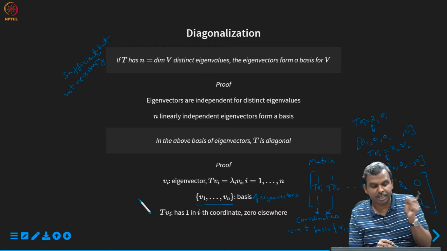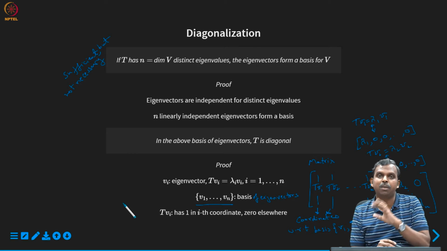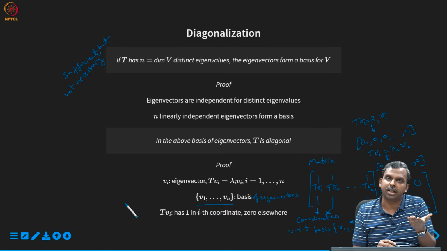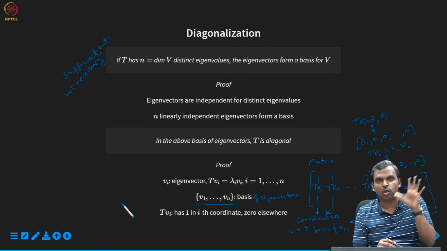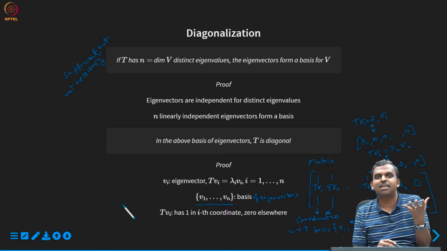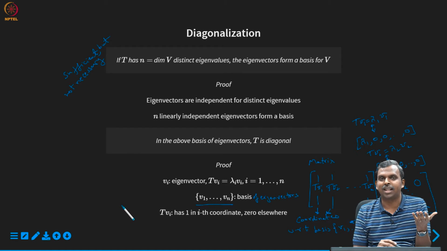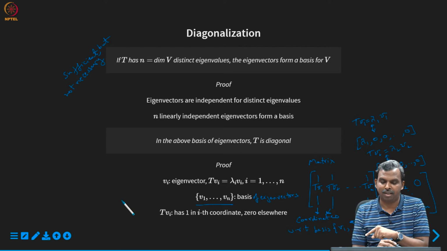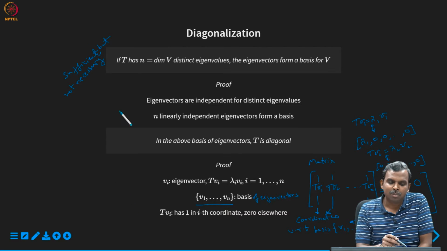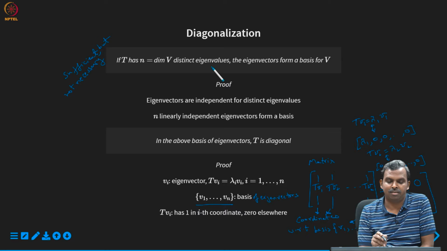Even if you have repeated eigenvalues, you can get a basis of eigenvectors for an operator. Simple example is the identity operator. You take the identity operator, it has only one eigenvalue, one, occurring as many times as you want. But if you look at A minus lambda I, it's all 0, which means any basis is a basis of eigenvectors for the identity operator. So even if the eigenvalues repeat, you can get a basis of eigenvectors, but a sufficient condition is distinct eigenvalues.